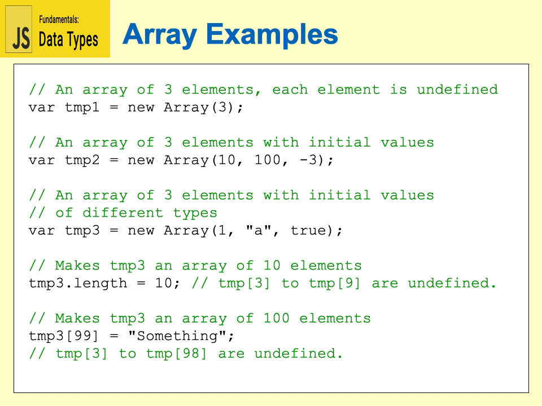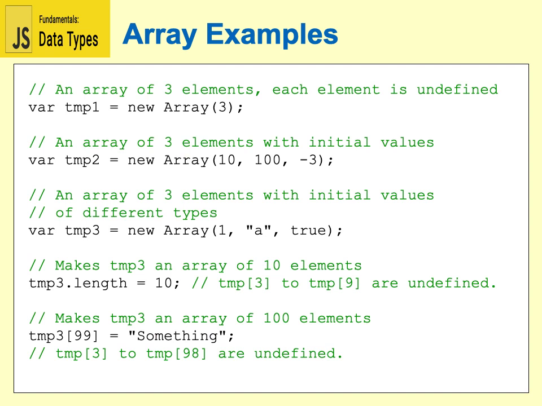Now, an array of 3 elements with initial values of different types, where tmp3 is equal to new Array(1, "a", true). That is a number, a string, and a boolean. 3 different types are there. So that is also possible in JavaScript, because arrays are considered as objects.